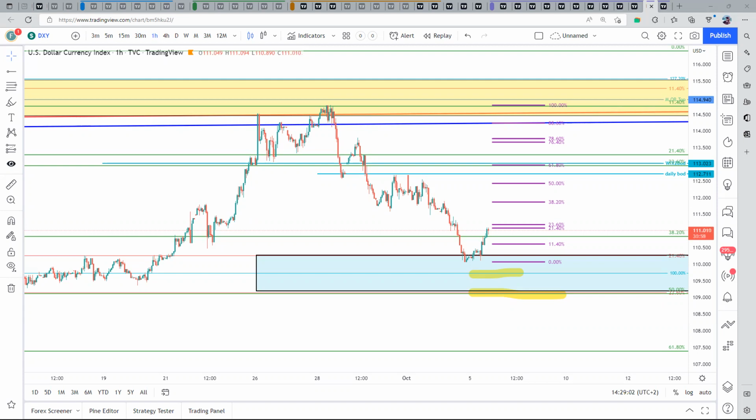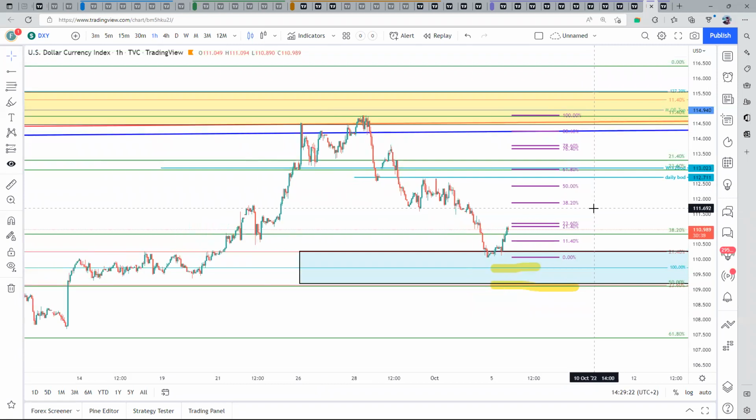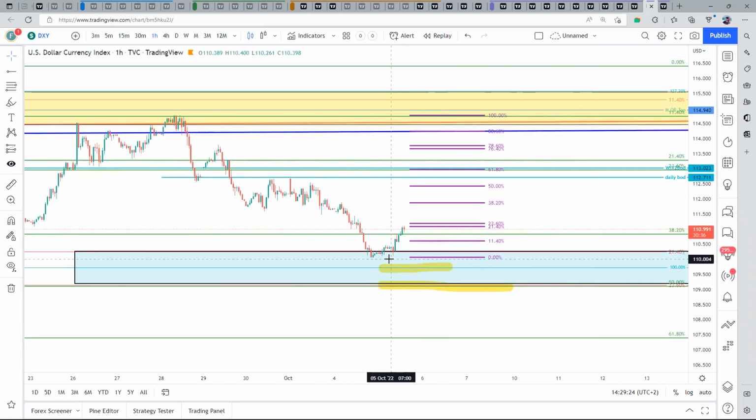So we start with the Dixie chart, zoomed in. We see this pullback we had since the end of last week of September. A few days ago, we have had this nice pullback. We expect to see many more pullbacks on Dixie, as you know. So for now, we arrived in this area.